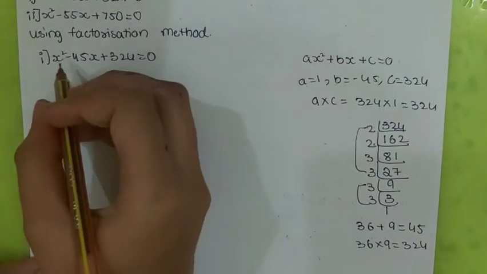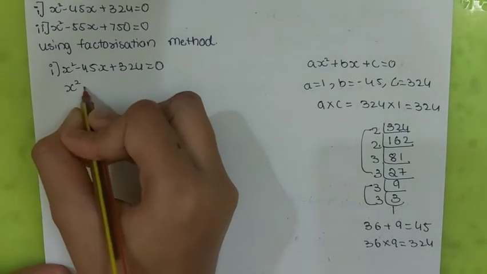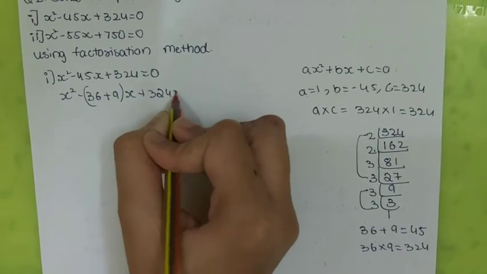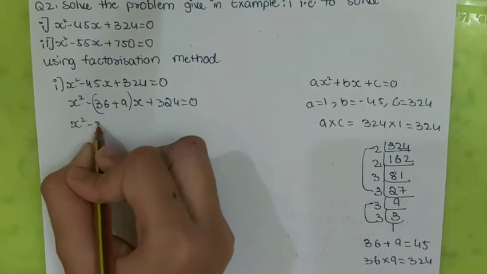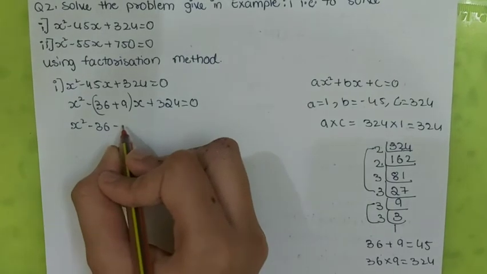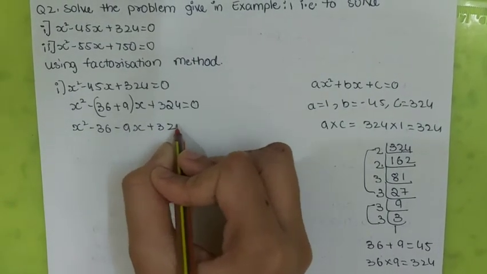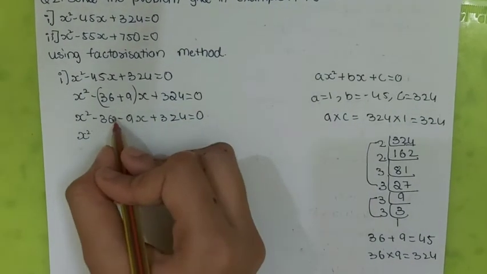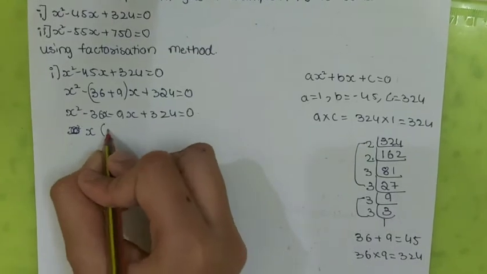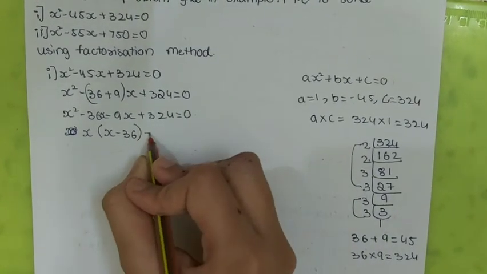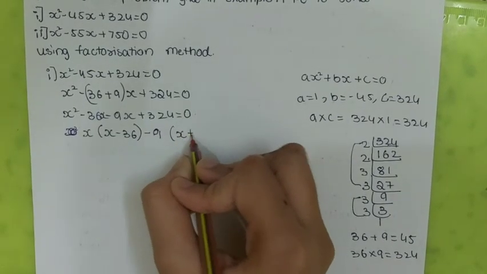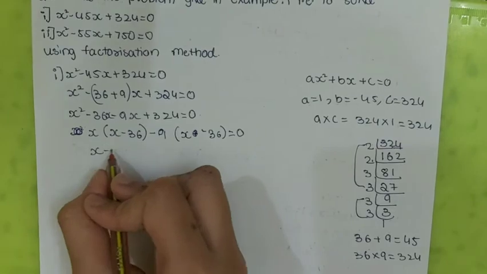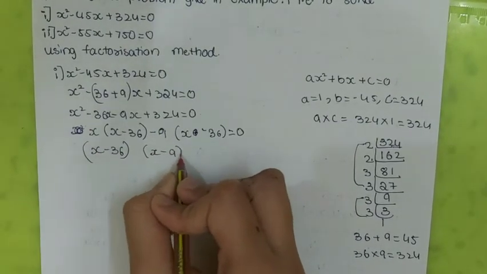Now we can write 45 as 36 plus 9, so x square minus (36 plus 9) into x plus 324 is equal to 0. That becomes x square minus 36x minus 9x plus 324 is equal to 0. Now we take common: x is common, so x minus 36, and minus 9 is common, that is minus 9 into x minus 36 is equal to 0. So x minus 36 and x minus 9 is equal to 0.